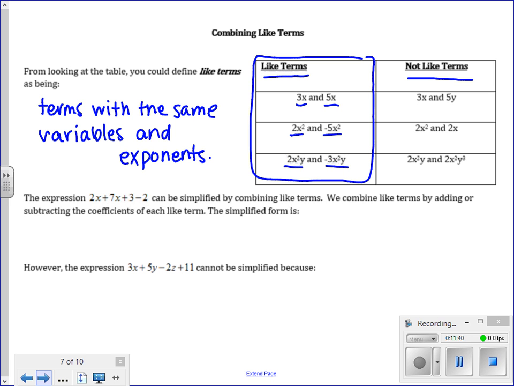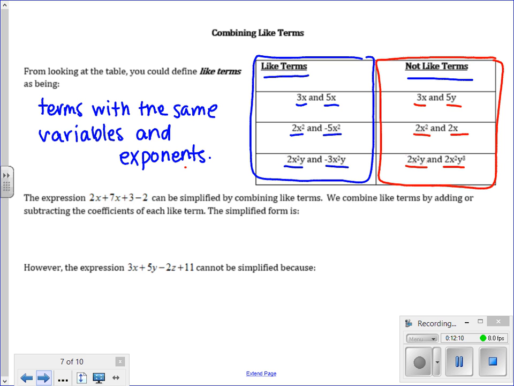Now when I look at the other side of the column for not like terms, well, 3x and 5y. X and y are different letter variables, so those are not like terms. 2x squared and 2x breaks the rules of having the same exponent. One has a squared and one does not. Same down here with 2x squared y and 2x squared y cubed. The y's have different exponents, so those are not like terms.